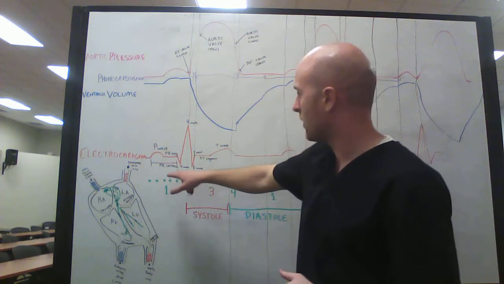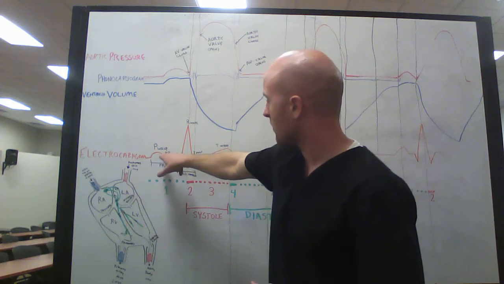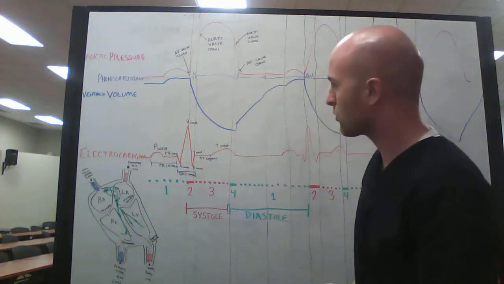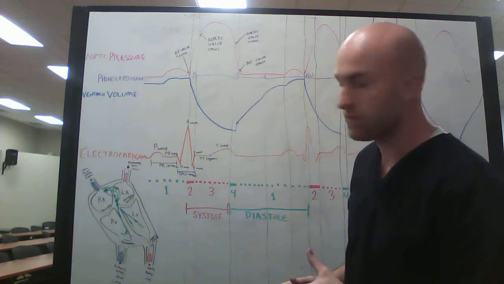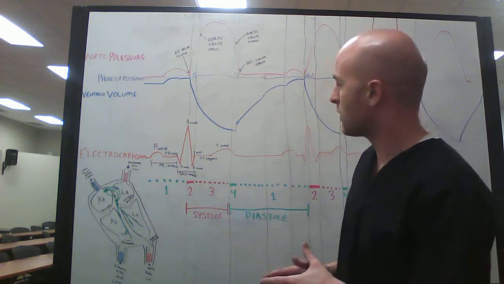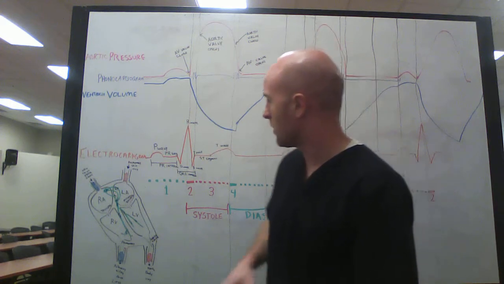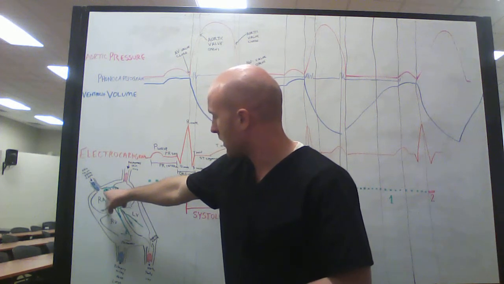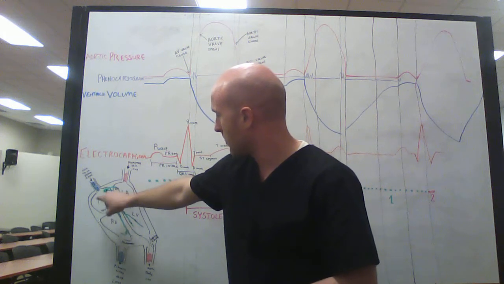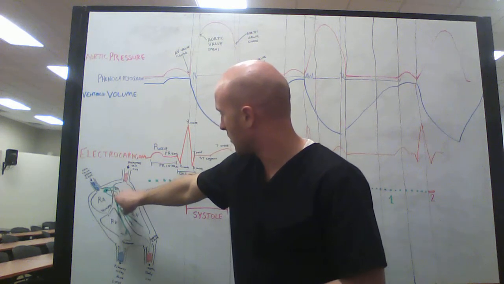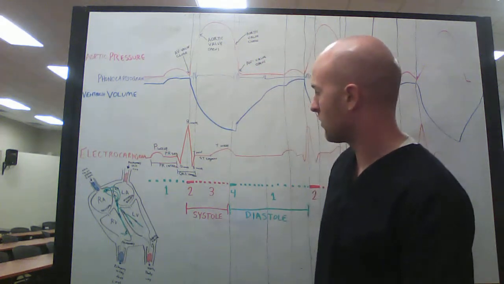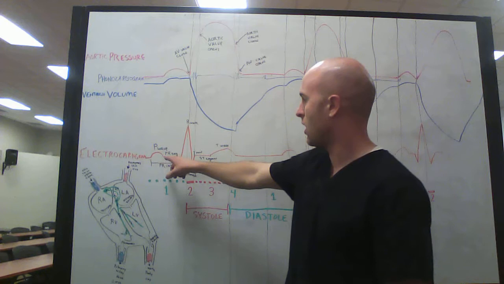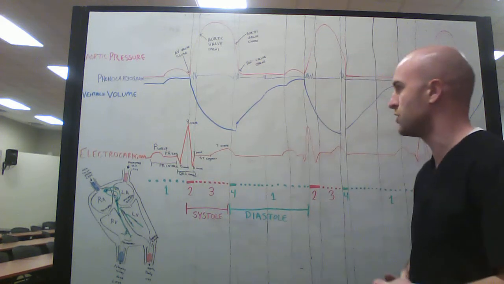So starting off here, the P wave that you see right here is a representation of the atrial depolarization. So during atrial depolarization, there is an electrical current going from the SA node, through here to the AV node. So it's depolarizing here on the atria, and you're going to see a little upward inflection there on the EKG.